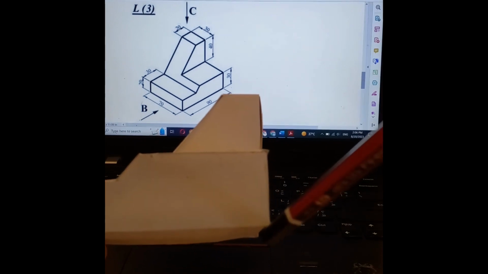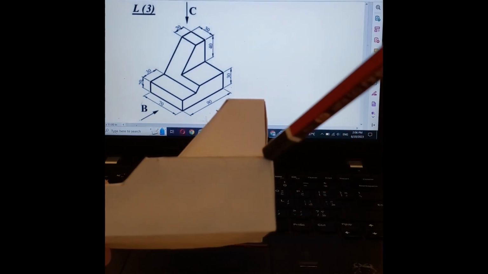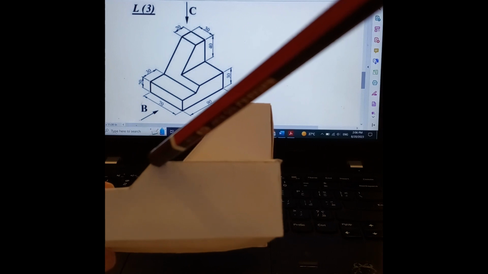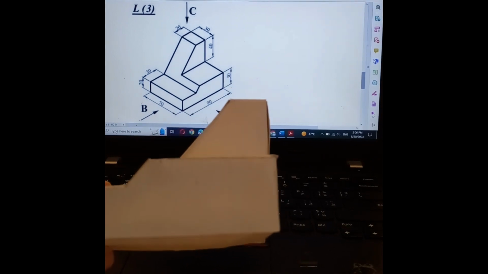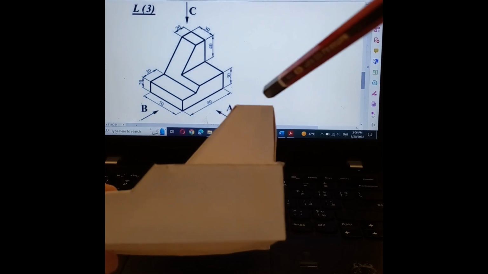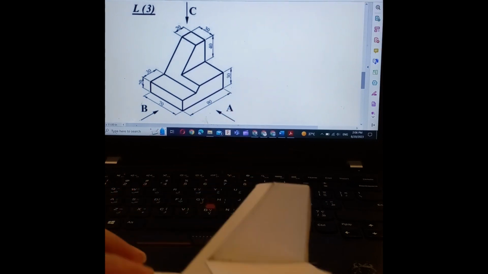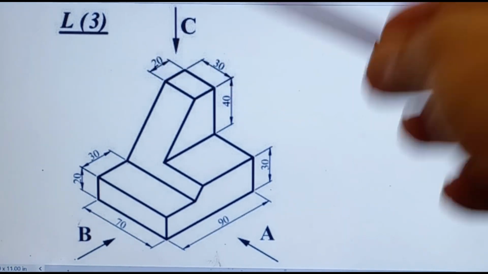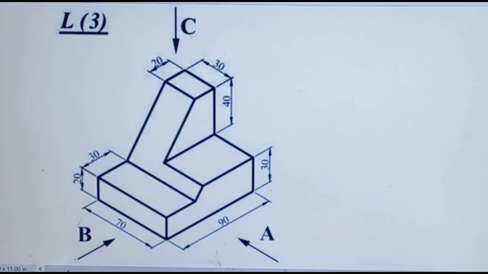After that, from this point, we will measure 30 millimeter and draw a horizontal line to the left till it intersects with this inclined line. So no need to know this length. What about the length of this line? It is there in the drawing. This length is 20 millimeter. So let us now do this in the drawing sheet.